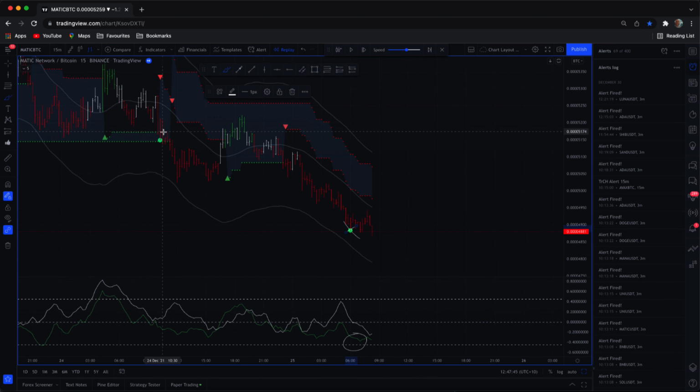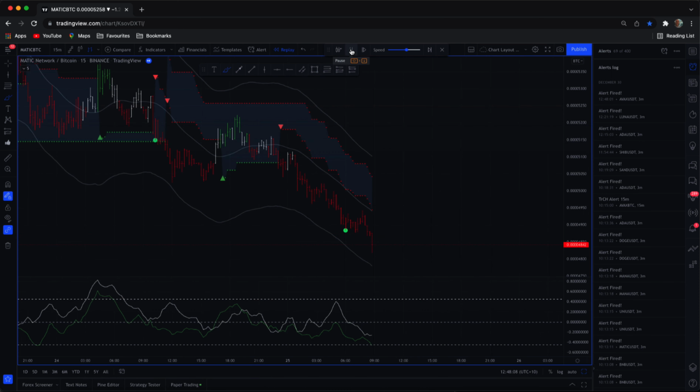Same thing with this one here. We got the dot, but if we look down, we don't have the confluence. I want to see this break this level down here before I'm going to take it. It's just going to increase your probability factor with these dots. So let's just continue on here and see how this plays out.